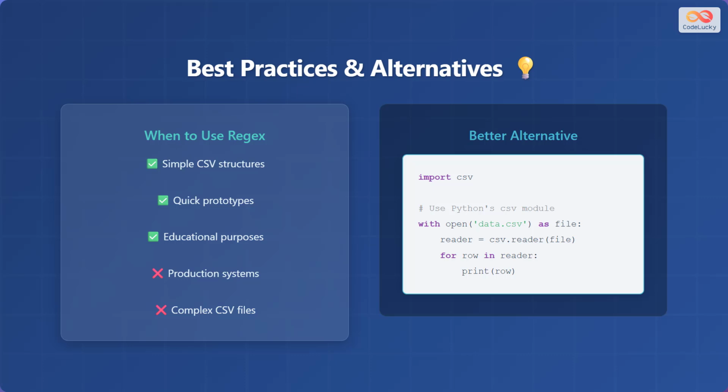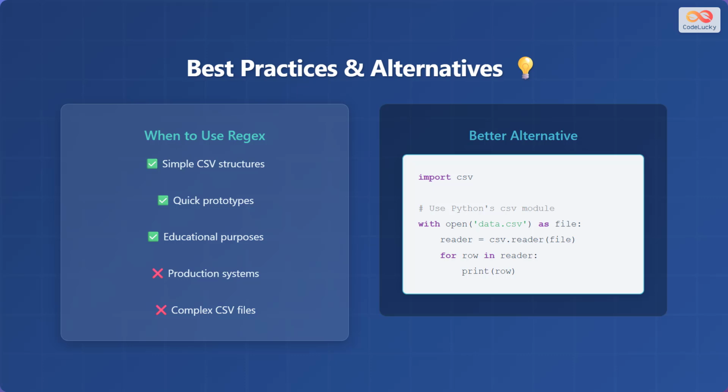When should you use regular expressions for CSV parsing, and when should you look for better alternatives? Regular expressions can be useful for simple CSV structures, quick prototypes, and educational purposes. However, it's not suitable for production systems or complex CSV files. A better alternative is to use Python's built-in CSV module.